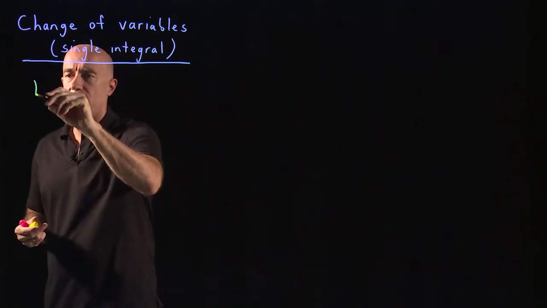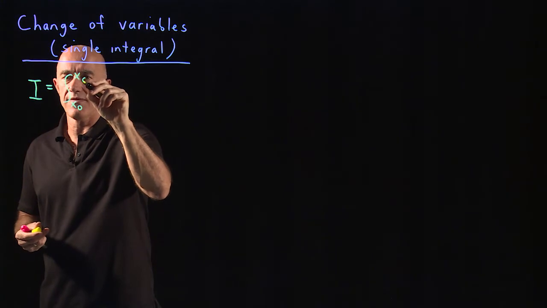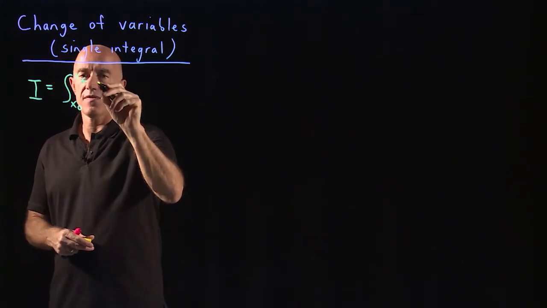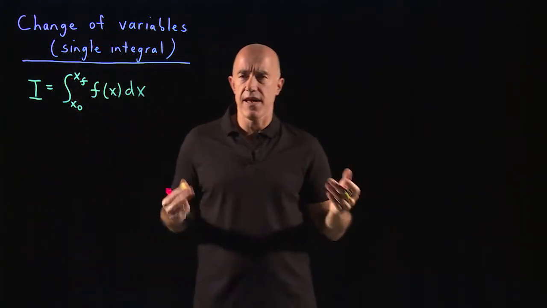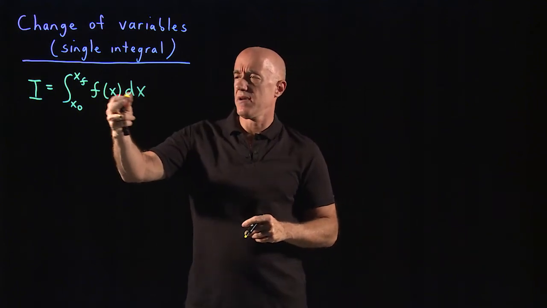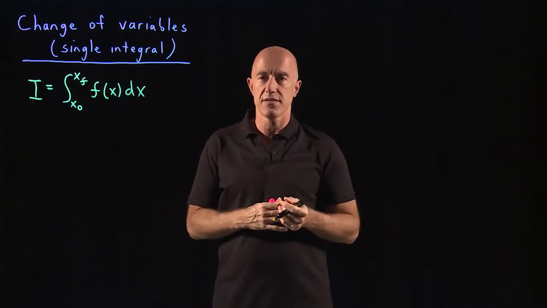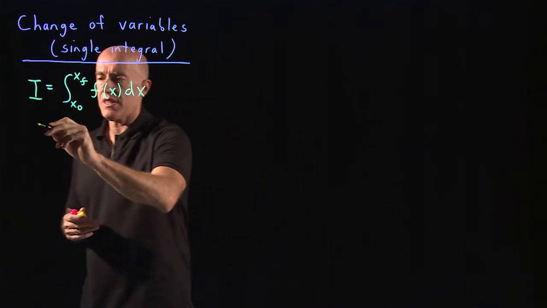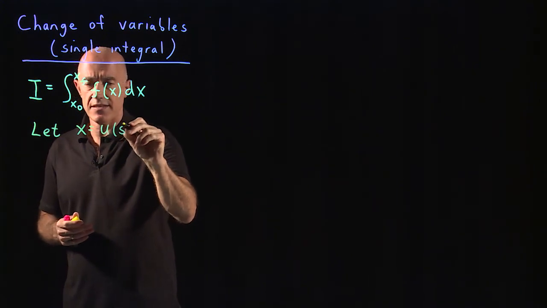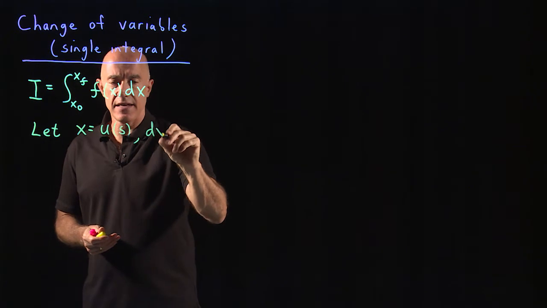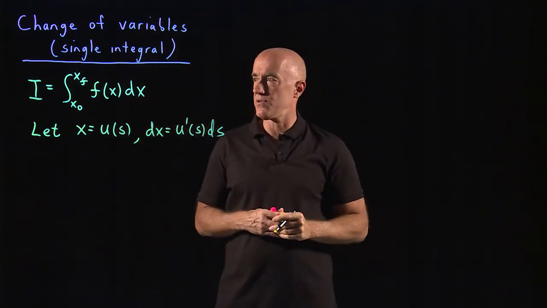So let's say in general we're doing an integral from some initial value of x, x naught, to some final value of x, xf, of some function f of x dx. And maybe f of x is difficult to do in this variable x, and we want to change variables. So that's what we call substitution in single variable calculus. So we let, say, x equals some function u of s as a new variable, and then dx is equal to u prime of s ds. So that's the typical substitution formula.